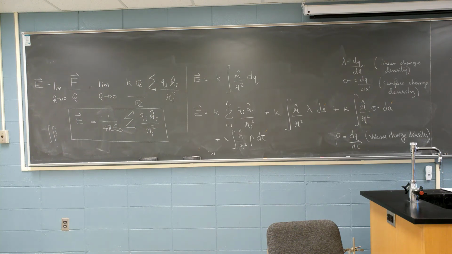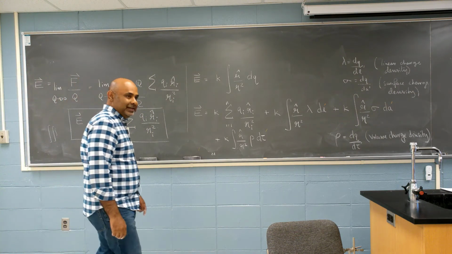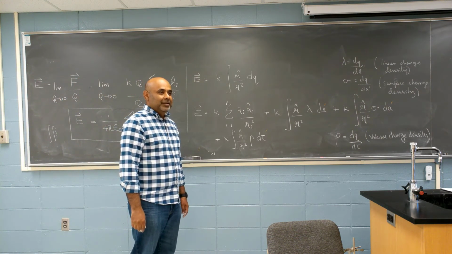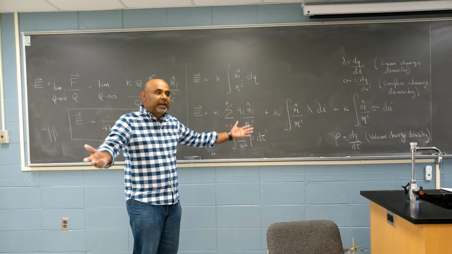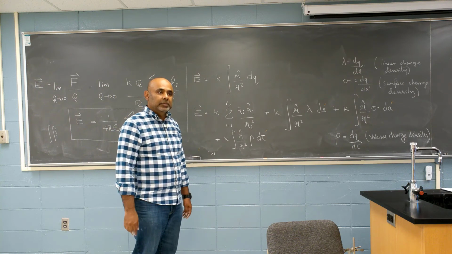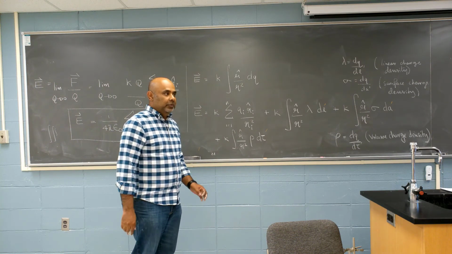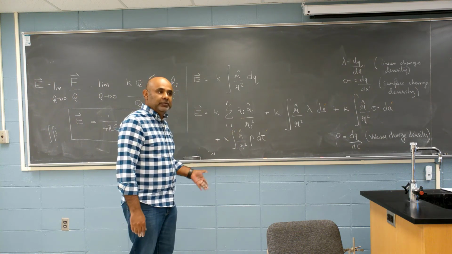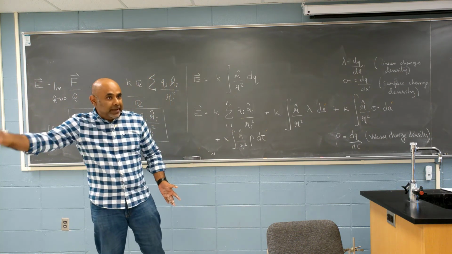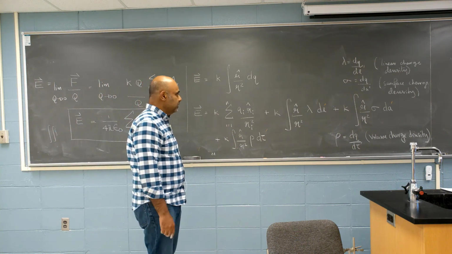Is that clear? When you say something like d tau prime, and you're saying it's only over the source, if we're integrating a sphere, that means we're only integrating the sphere, not the space around it. Yeah, that's exactly what I mean. If you have a line charge, you're only integrating over the line of charges, not points in space.